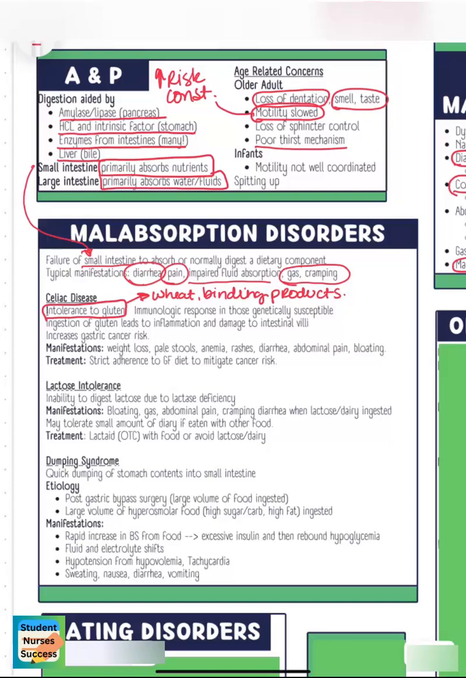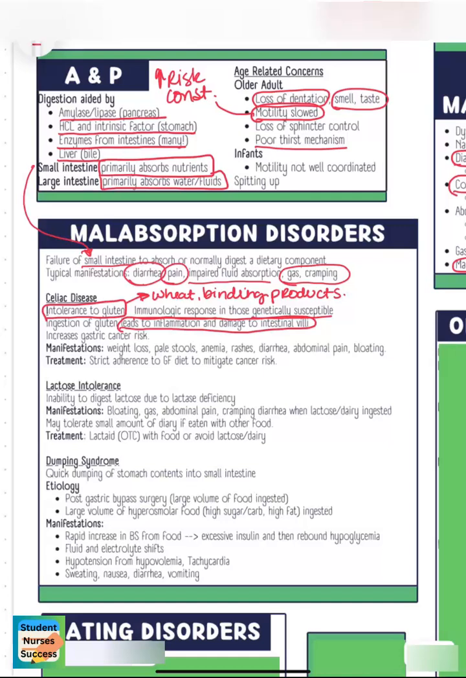Vitamins, like Flintstone vitamins or different types of vitamins, can sometimes include gluten because they use it as a binding agent. Now, celiac disease is an immunologic response, and this immunologic response is a genetic issue. So those individuals are genetically susceptible. What happens in these individuals is when they ingest gluten, this immunologic response leads to inflammation and damages the intestinal villi.